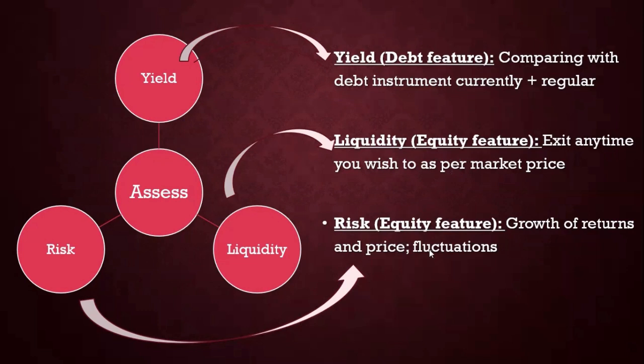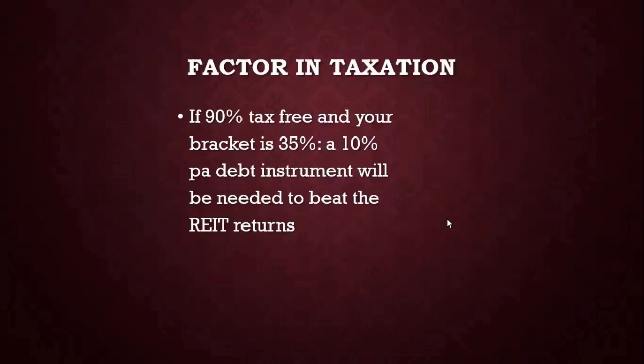The third is very important here, which is the risk, which is an equity feature where you will also evaluate, along with the yields, the growth and returns and whether you are comfortable with the price fluctuations that happen in the underlying asset. So the growth of returns can happen, but over a much longer period in case of REITs, and there can be fluctuations in between. So this is something that one has to evaluate when it gets to REITs, comparing it with both the debt and equity features of REITs, which are built into the instrument.